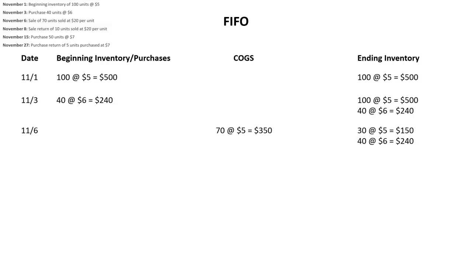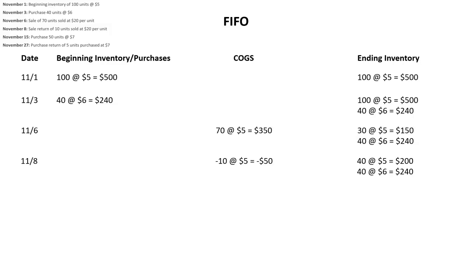Since we sold 70 of them, we only have 30 units left at $5 each. And then we still have all 40 of those units at $6 a piece. This is now when we see our first return. 10 of these units that we're selling here on the 6th are now being returned on the 8th. And this is how we want to write it out. So here in our middle column for cost of goods sold, notice that we have negative 10 because 10 of those units are now being returned to us. Those units were at $5 a piece. So when you multiply that together, you get negative 50.